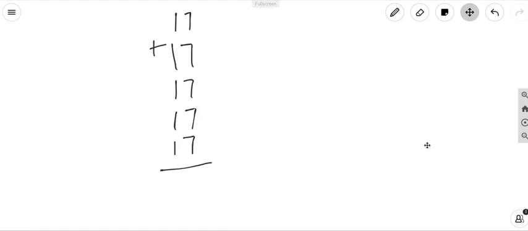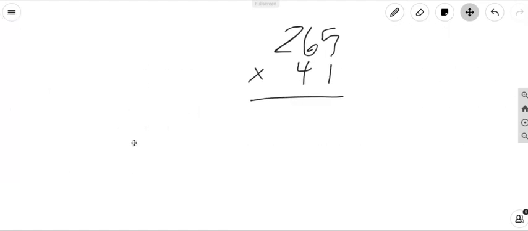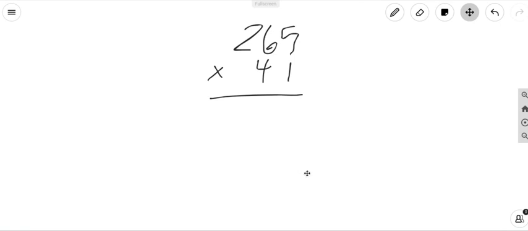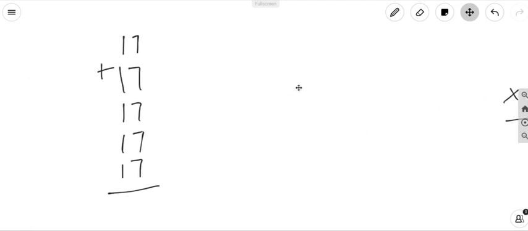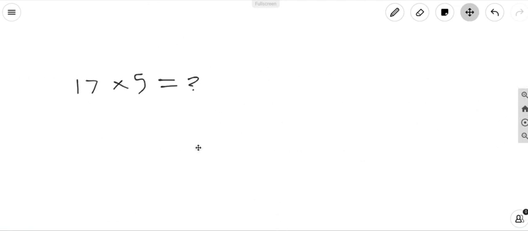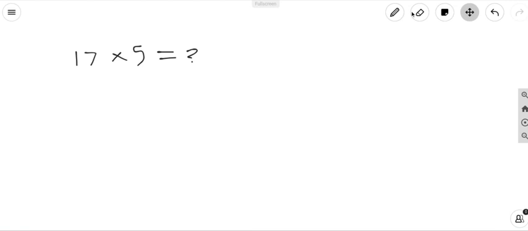And when you get to fourth grade, you're going to have more difficult problems like 265 times 41. You could add up 265 41 times, but that would take forever and isn't really the best use of your time. So there's definitely an easier way to do this, and this is what I'm going to show you today. So again, we'll go back to our problem, 17 times 5.